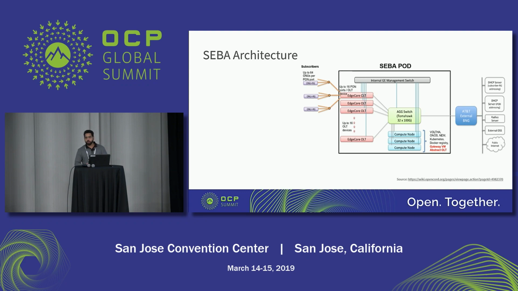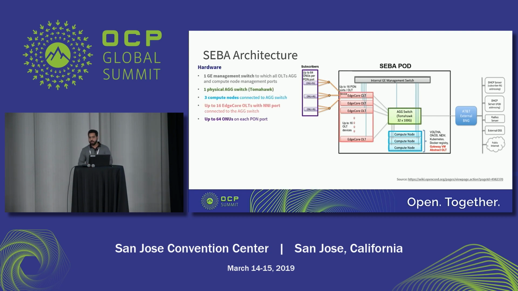So let me introduce you to the SEBA architecture, which our friend Saurabh just explained. I will just give a quick overview of the architecture. In general, in a CORD SEBA pod, there is a single management switch, which is connected to components such as the aggregate switch, compute nodes, and OLTs. There can be up to 16 OLTs on a single SEBA pod, and each of these OLTs can support up to 64 ONUs. That's how you can scale your SEBA platform.